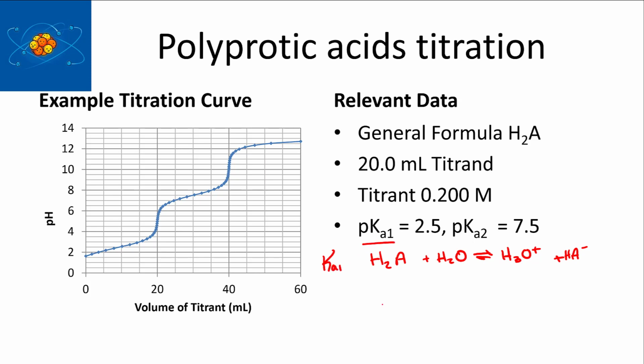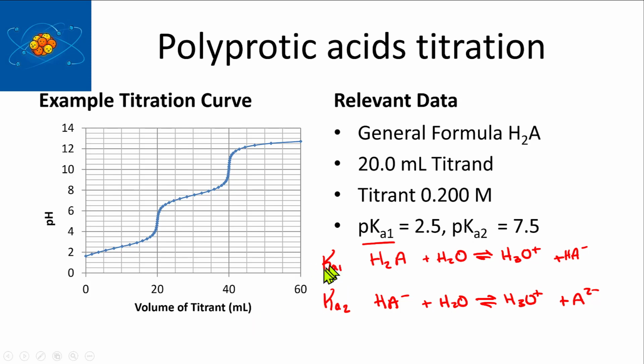And then there's a second ionization, and that would be HA minus plus H2O, and that makes H3O plus and A2 minus. And this is the reaction we associate with Ka2, and these two happen independently of each other. And this is sort of the way we talked about it in the acid-base chapter. When you have polyprotic acids, the Ka values are usually far enough apart that we assume sequential ionization or independent ionization.